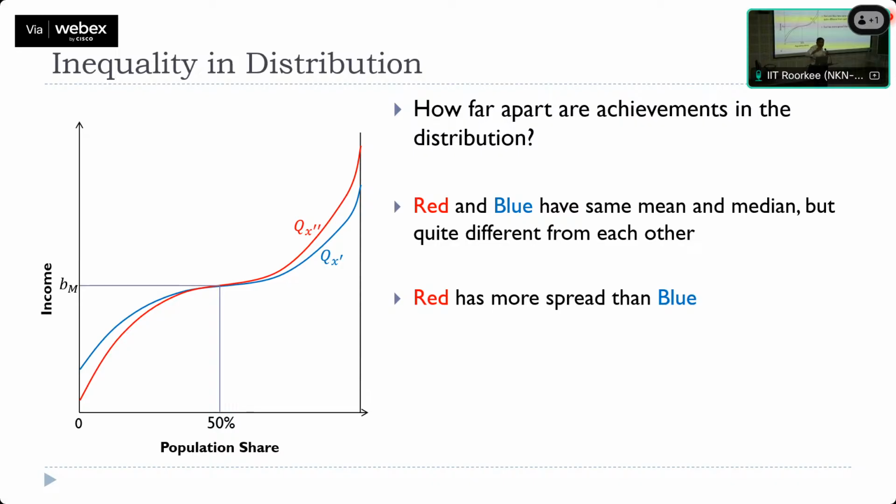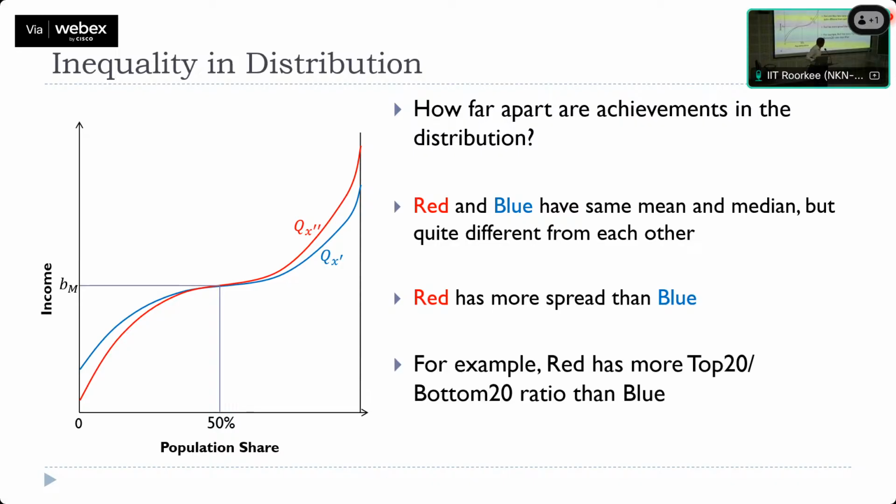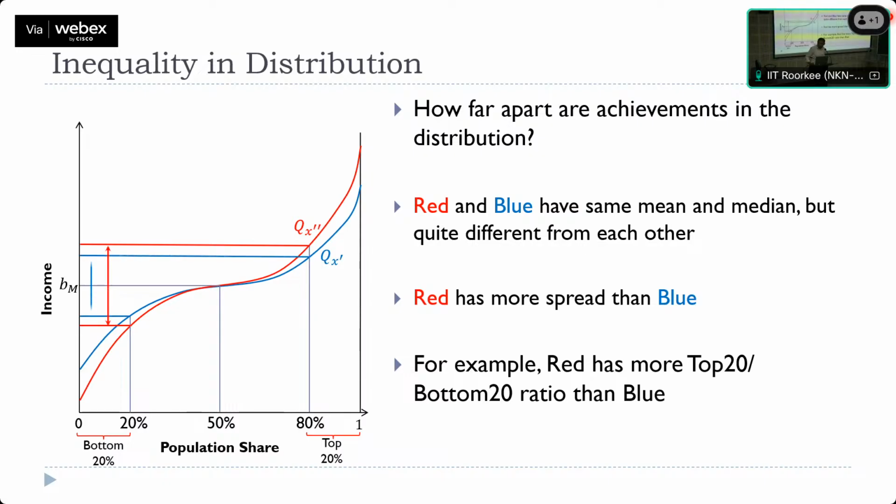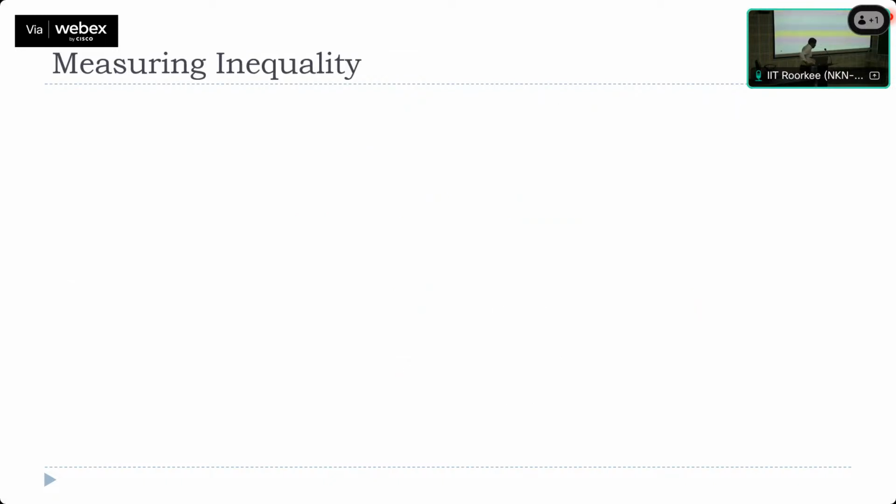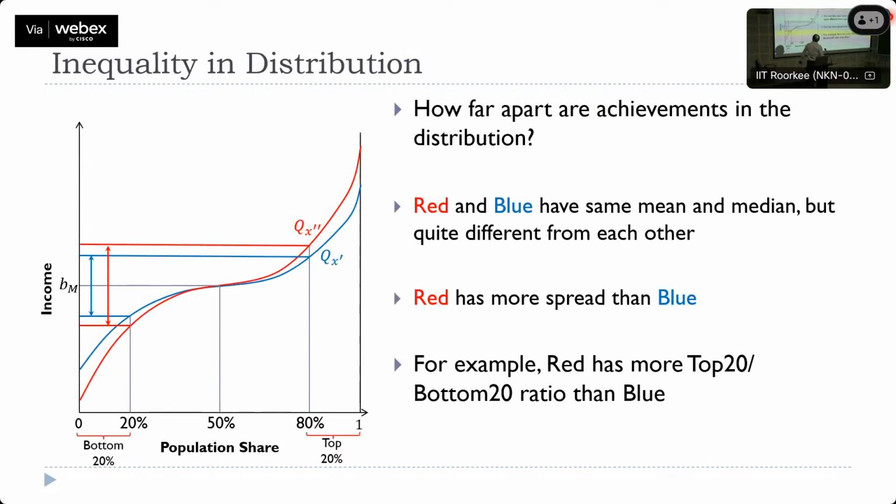You are talking about variation, right? That means more unequal. So if you think in terms of the top 20 and bottom 20 ratio, you have the 20th percentile, and then the 80th percentile that gives you the top 20. If you look at the difference between percentiles, it's much wider for red and much smaller for blue. So that gives you an idea of inequality. This is one way of looking at it.